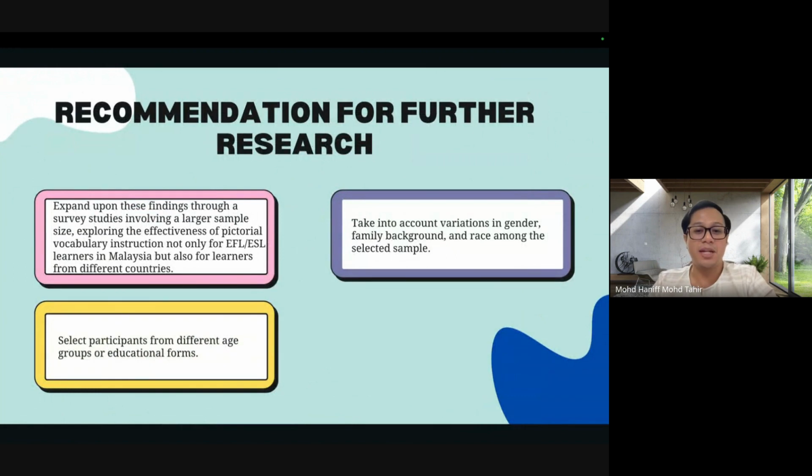In terms of the recommendation for further research, future research can expand upon these findings through survey studies involving a larger sample size, exploring the effectiveness of pictorial vocabulary instruction not only for the EFL or ESL learners in Malaysia, but also learners from different countries globally. The future research also suggests selecting participants from a different age group or educational form, and last but not least, future research has to take into account variation in terms of gender, family background, and race among the selected samples.